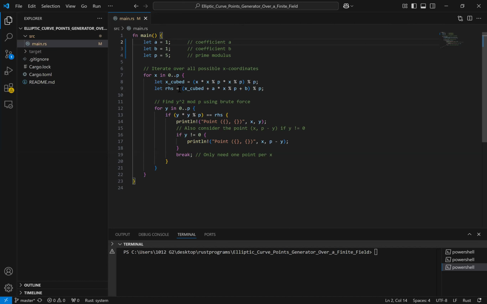So if I ask it to generate, what am I telling it? I'm telling it to go through all the values of X from 0 to P, so it's going up to P minus 1. Then I give it X cubed, that is X times X times X. Of course, I'm reducing it mod P at every step so that the value is less than 5.